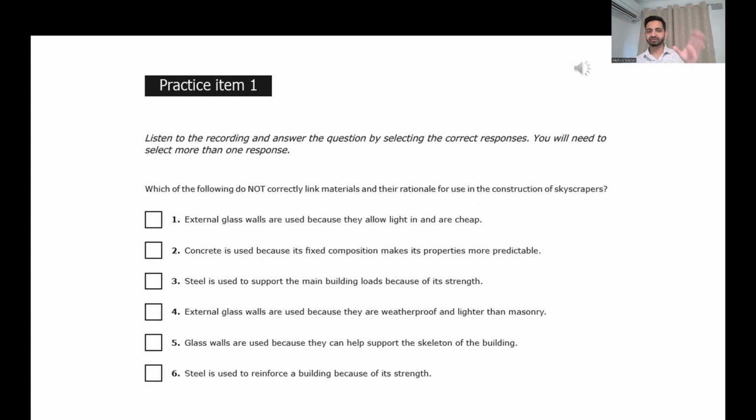Let's assume we have 7 seconds. I want you to read the prompt carefully. I'm going to read it with you. Which of the following do not correctly link materials and their rationale for use in the construction of skyscrapers?